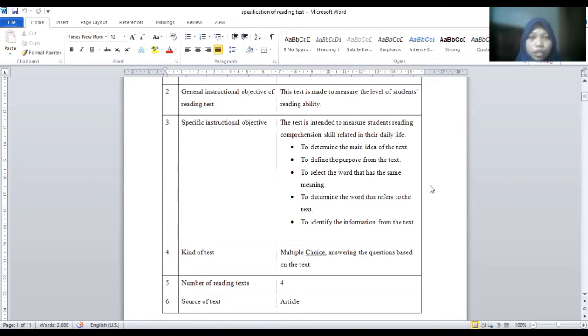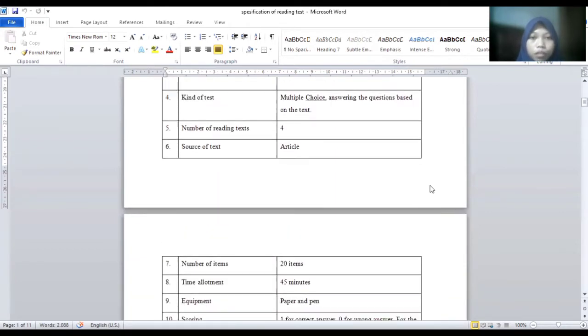daily life, such as the first, to determine the main idea of the text. The second is to define the purpose from the text, and then to select the word that has the same meaning, and then to determine the word that refers to the text, and the last is to identify the information from the text. And then kind of text is multiple choice, answering the question based on the text.